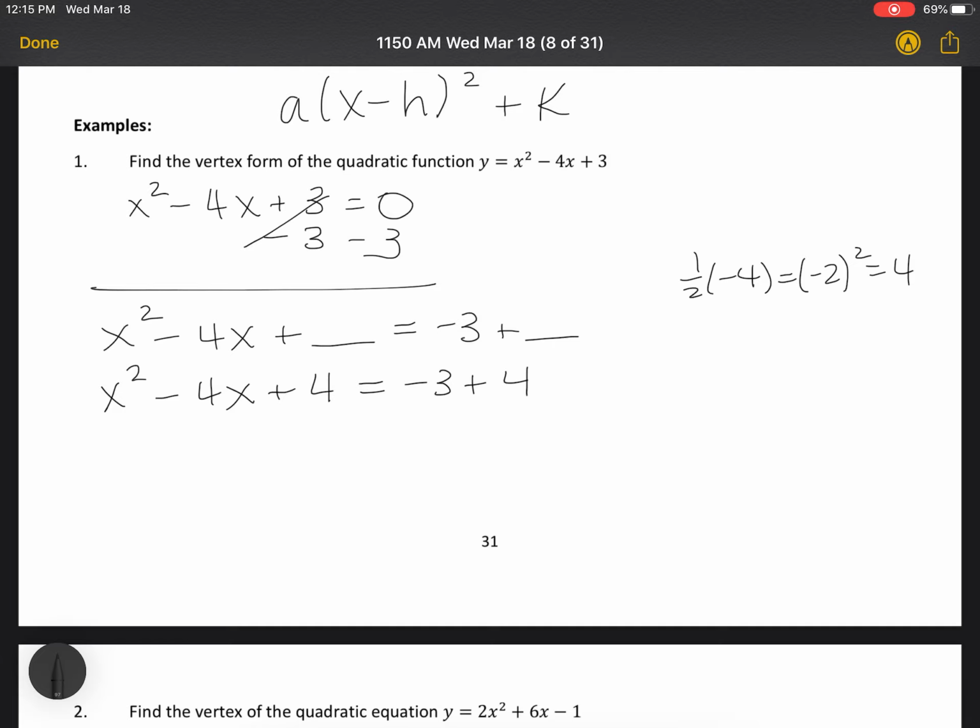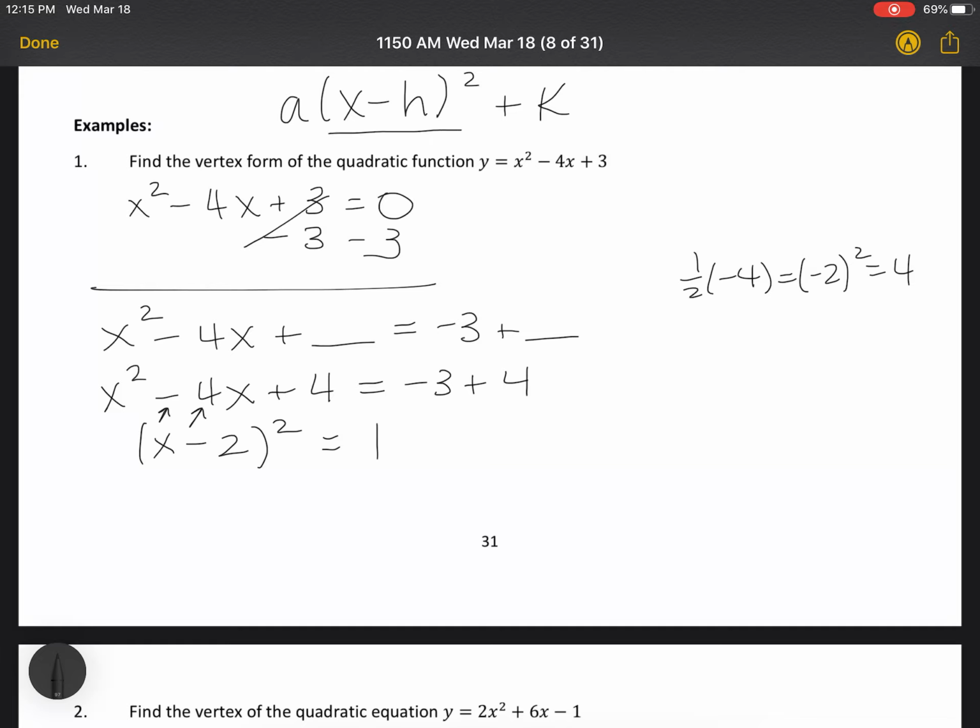Okay, we're going to complete the square on the left-hand side, so factor that. I'm going to use the shortcut. It's going to be x minus 2. Again, same sign. Half of the b value, half of 4 is 2. Squared equals -3 plus 4, which is going to give us 1.